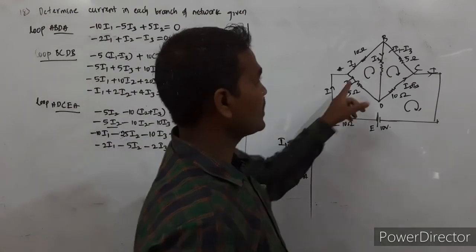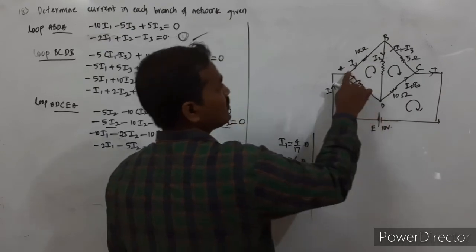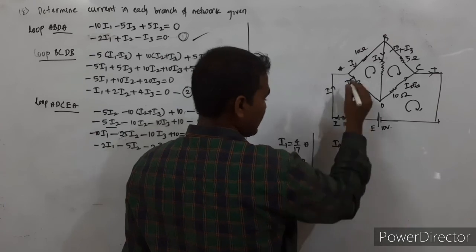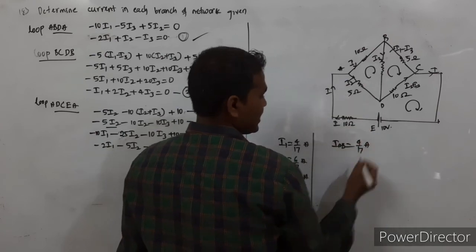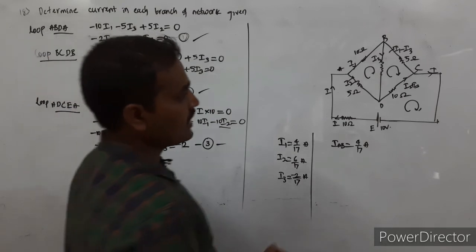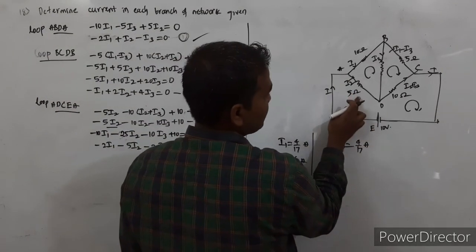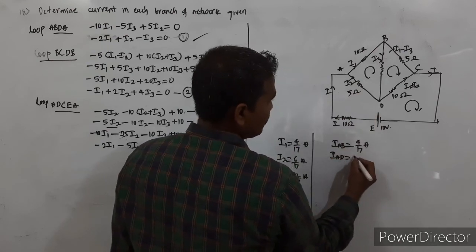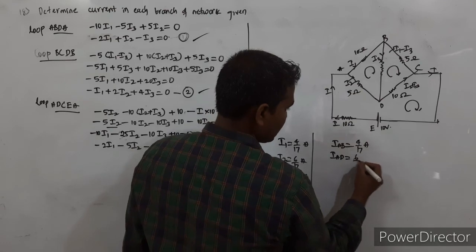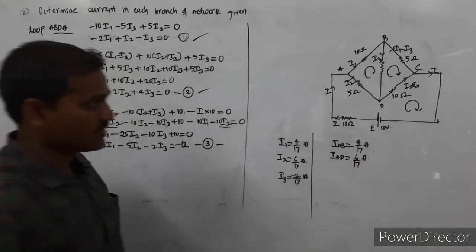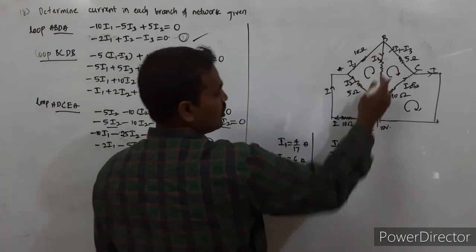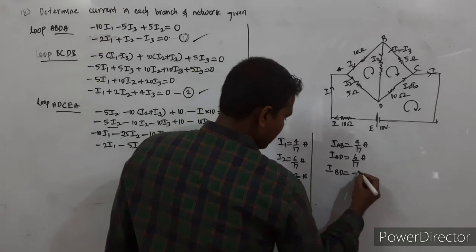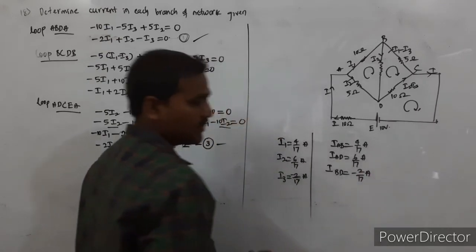Then they have asked to find out what are the currents in different branches. So this is one branch, current between A to B, IAB, that is equal to what? I1 is equal to 4 divided by 17 amperes. Then here the current through the second resistor, between A to D, is equal to I2, which is 6 divided by 17 amperes. Then current through the galvanometer, between B to D, is equal to I3, which is minus 2 divided by 17 amperes.